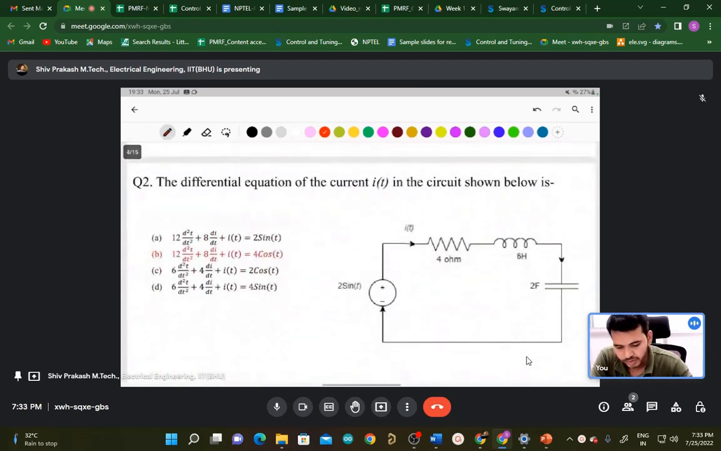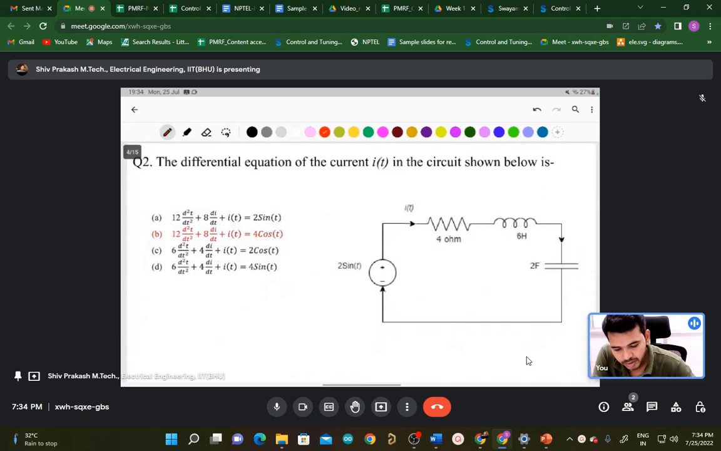I have taken the second question. Second question, RLC series circuit. In the RLC series circuit, you find the differential equation of the current in the circuit. It is a simple electrical AC circuit, like we applied the KVL in the loop. This is i(t) given. 2 microfarad is the capacitor, 6 Henry is the inductor, and 4 ohm is the resistance.